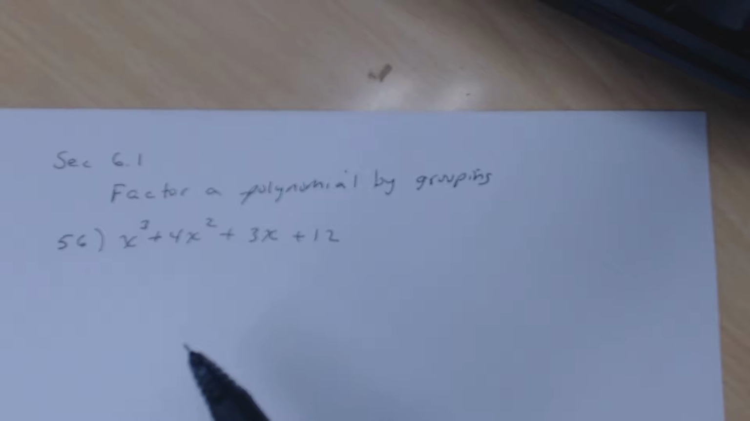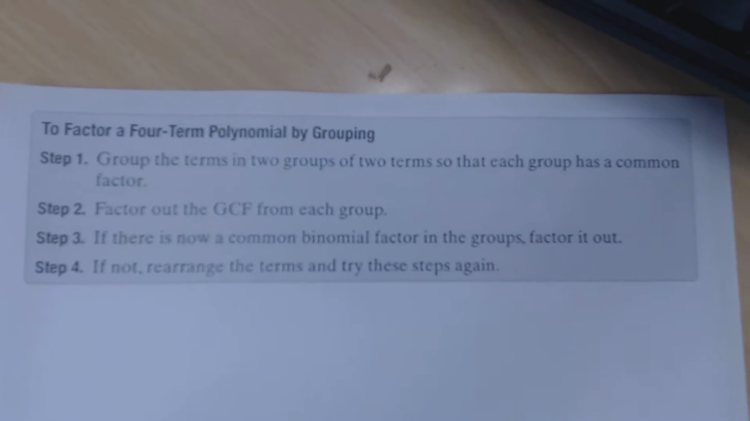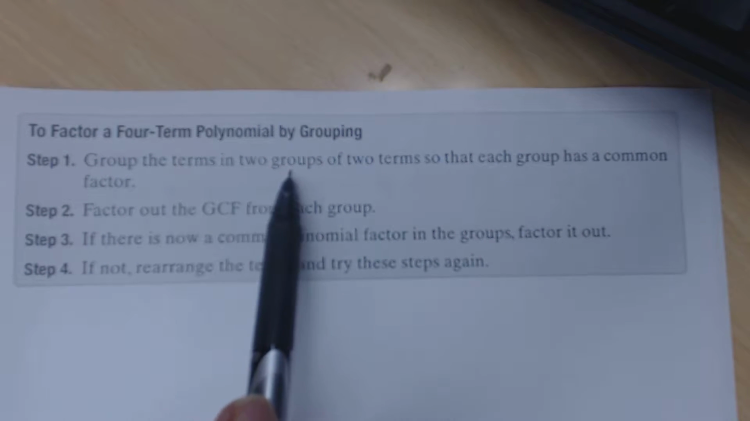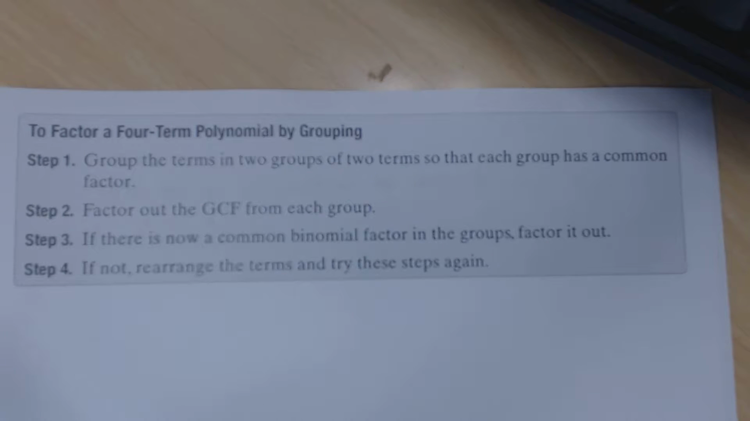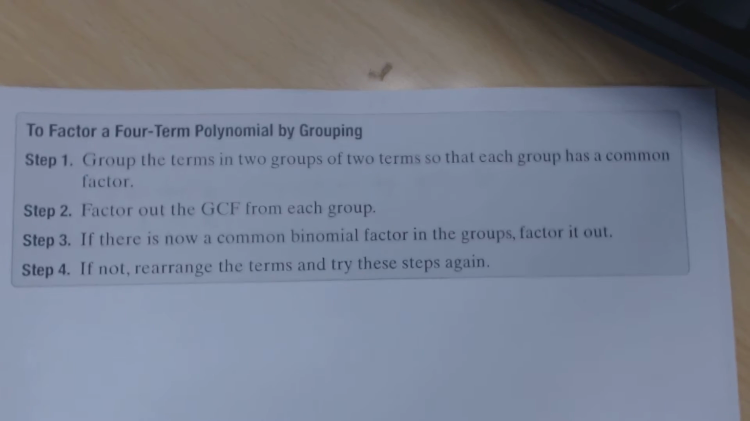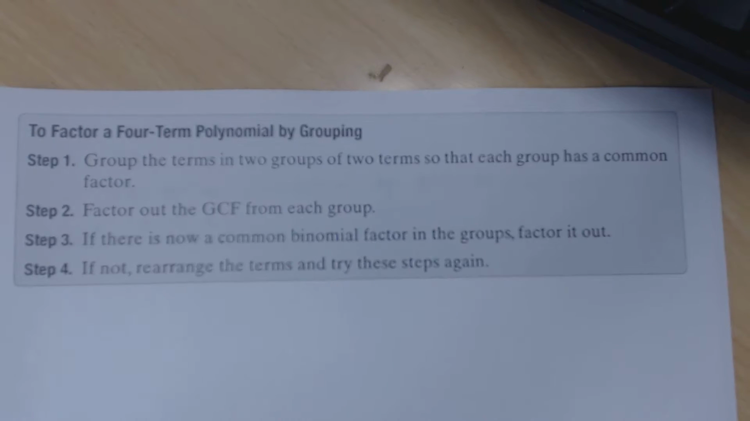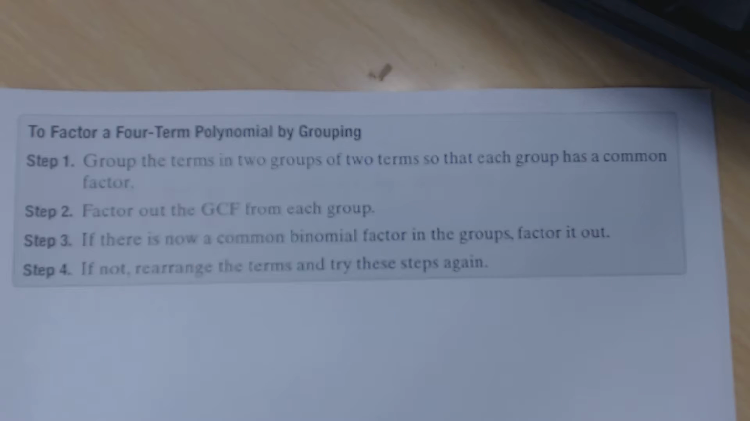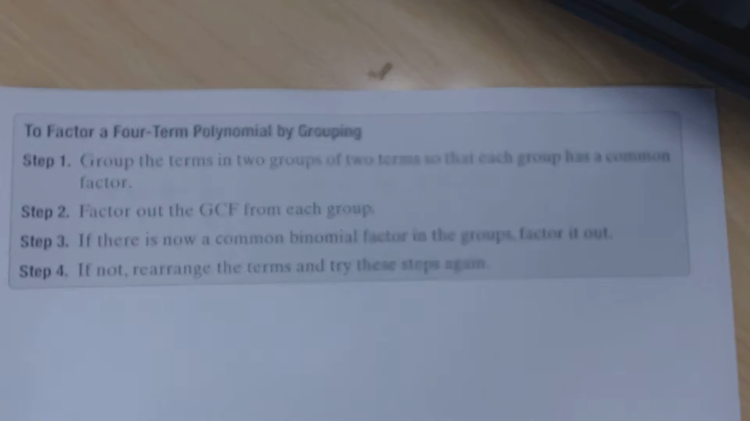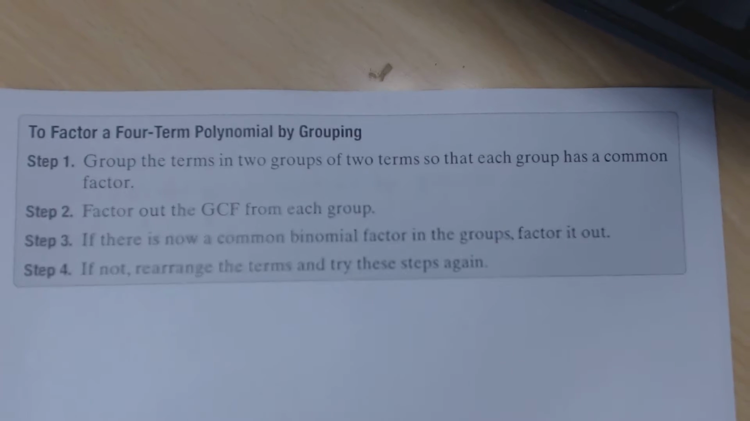So we're going to factor this polynomial by grouping, and let's review some steps to factoring a polynomial by grouping. All right, so here are the steps. Step 1, you're going to group the terms into 2 groups of 2 terms so that each group has a common factor. Step 2, factor out the GCF from each group. Step 3, if there is now a common binomial factor in the group, factor it out. Step 4, if not, rearrange the terms and then try these steps again. All right, so those are the steps for factoring a polynomial that has 4 terms.